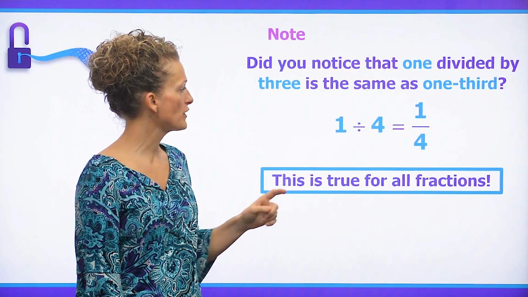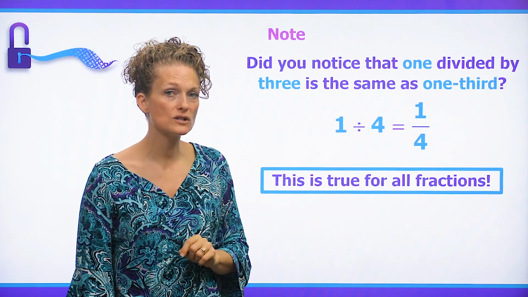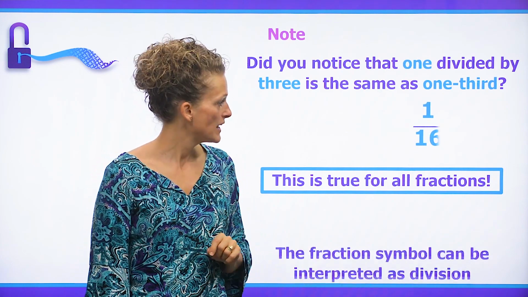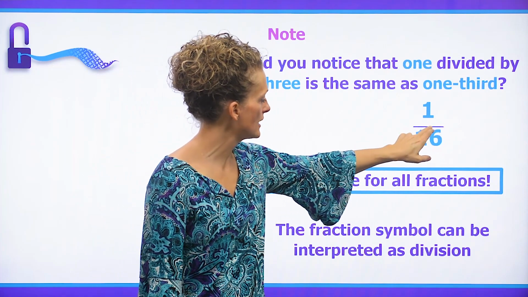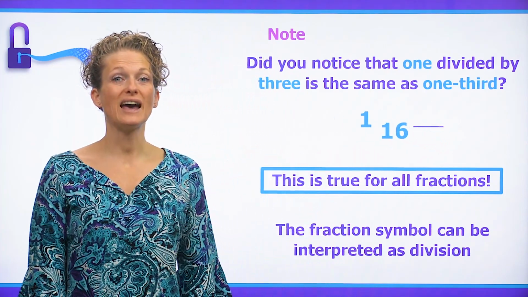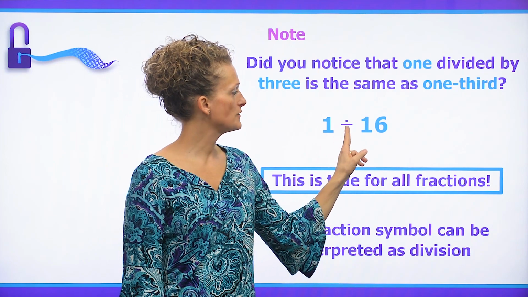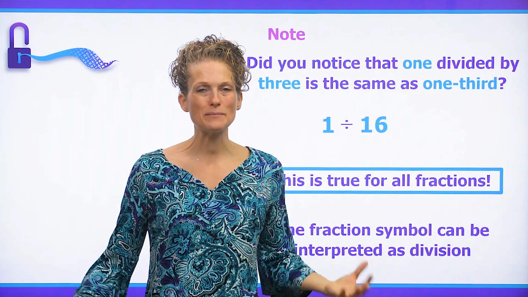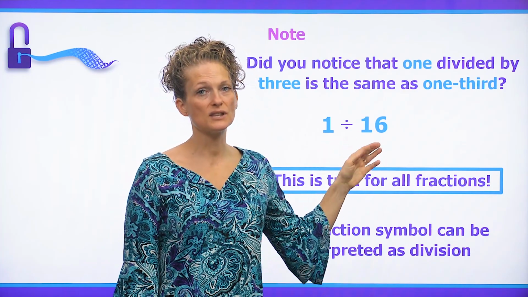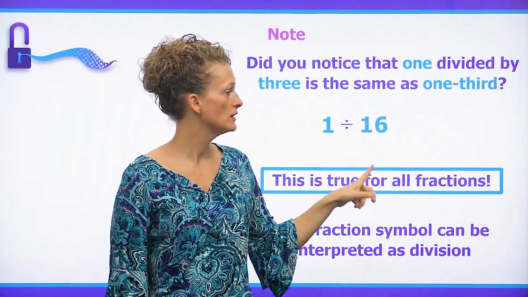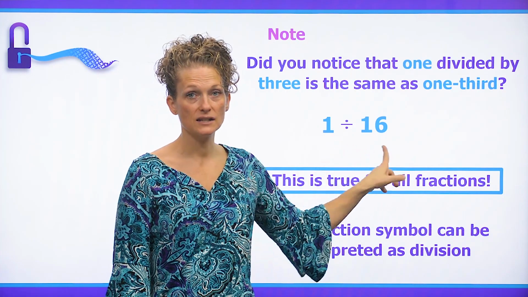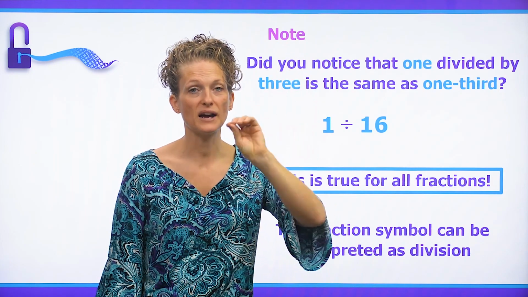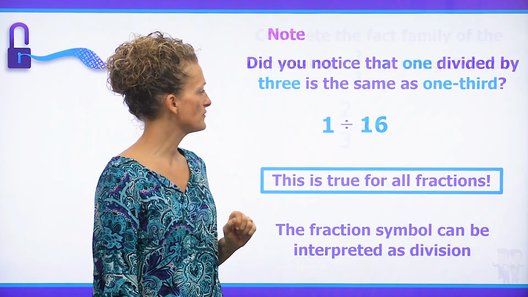Well, this is true for all fractions. 1 divided by 4 equals 1/4. 1 divided by 16 equals 1/16. And the fraction symbol, which is this line right here, can simply be interpreted as division. So 1 divided by 16. All of these examples have a 1 as the numerator, but it doesn't matter what the numerator is. It still means the same thing. The numerator divided by the denominator is the same thing as writing it in this way. So the numerator over the denominator means the numerator divided by the denominator. So in this case, we've got 1 divided by 16.